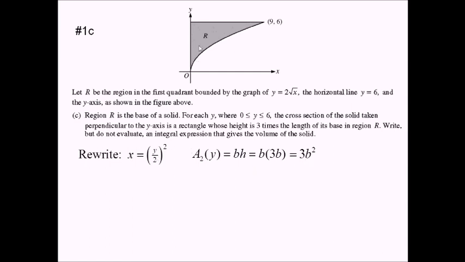Well, the base is the distance from the axis of revolution here, or the boundary here, to this other boundary. So this is just a horizontal distance given by this x equals (y over 2) squared function. So I'm just going to write in here 3 times (y over 2) squared, and then square that whole thing. So a lot of squaring going on.